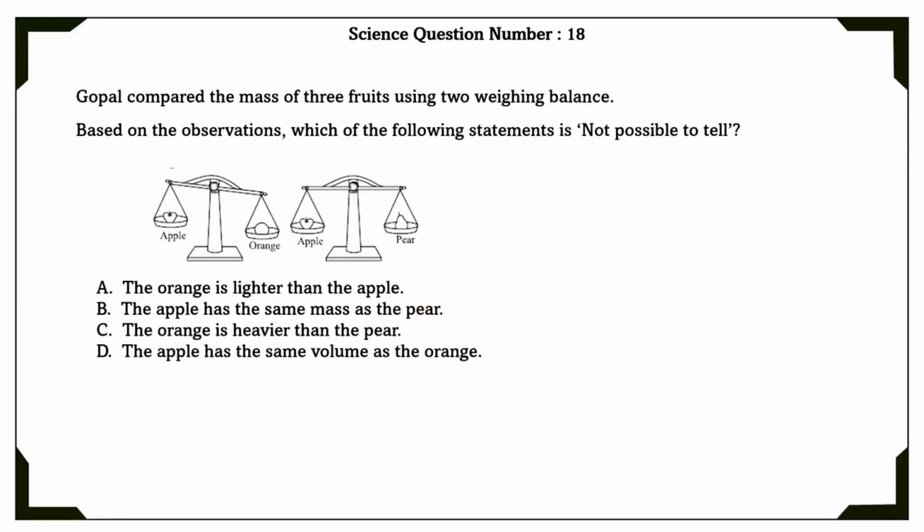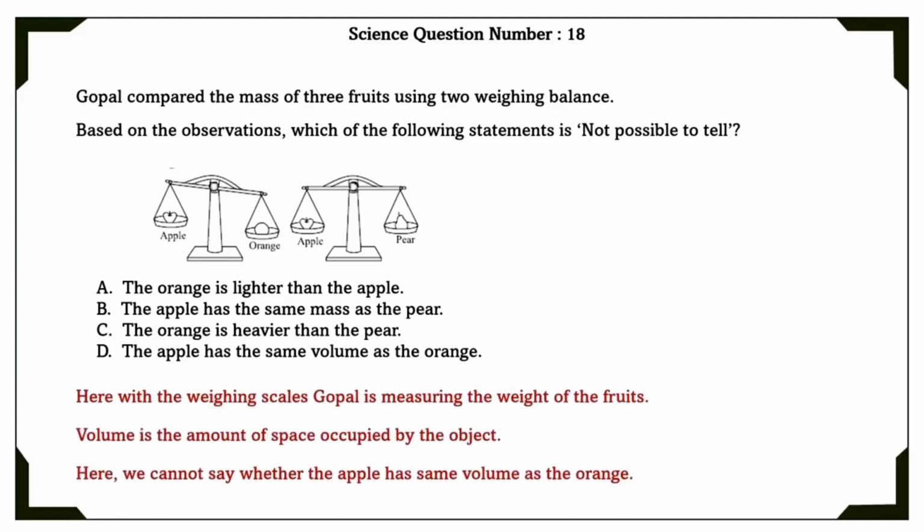Science question number 18. Gopal compared the mass of 3 fruits using 2 weighing balances. Based on the observation, which of the following statements is not possible to tell? Here, with the weighing scales, Gopal is measuring the weight of the fruits. Volume is the amount of space occupied by the objects. Here, we cannot say whether the apple has the same volume as the orange. So, the correct option is the D option.